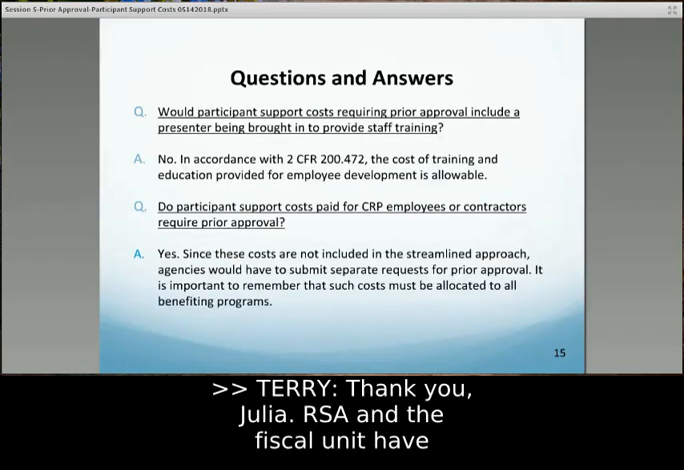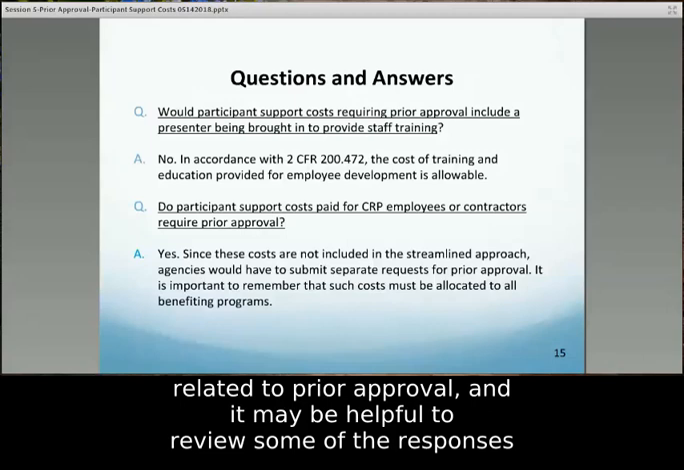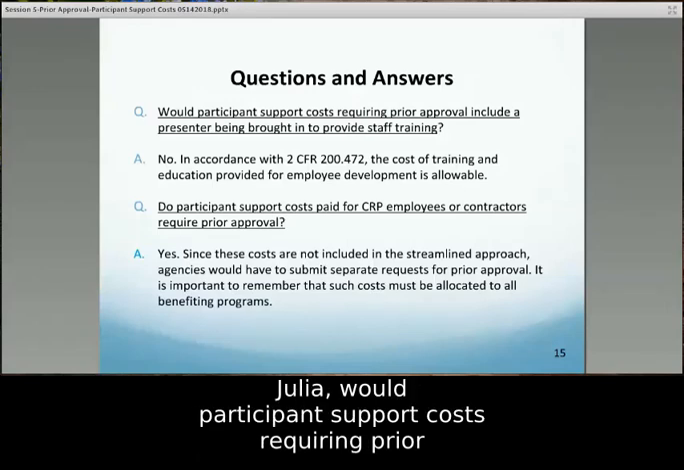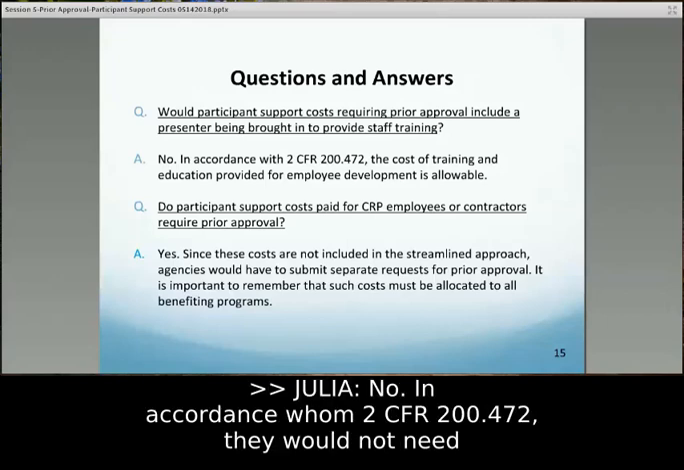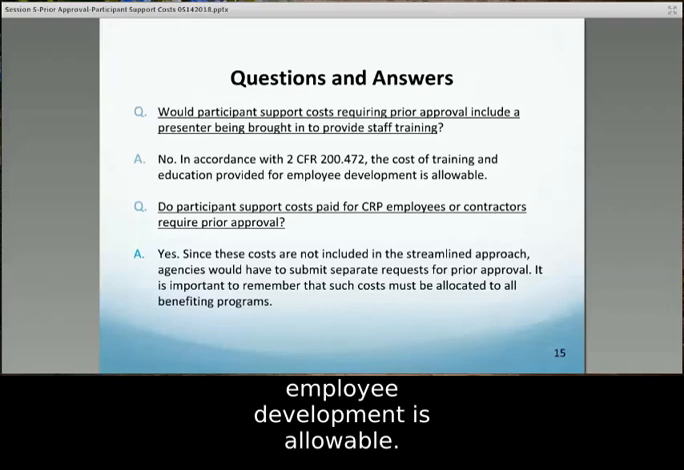Thank you, Julia. RSA and the fiscal unit have received a number of general questions related to prior approval, and it may be helpful to review some of the responses that we have provided to those general prior approval questions. Julia, what participant support costs requiring prior approval include a presenter being brought in to provide staff training? No. In accordance with 2 CFR 200.472, they would not need to request prior approval. The cost of training and education provided by employee development is allowable.